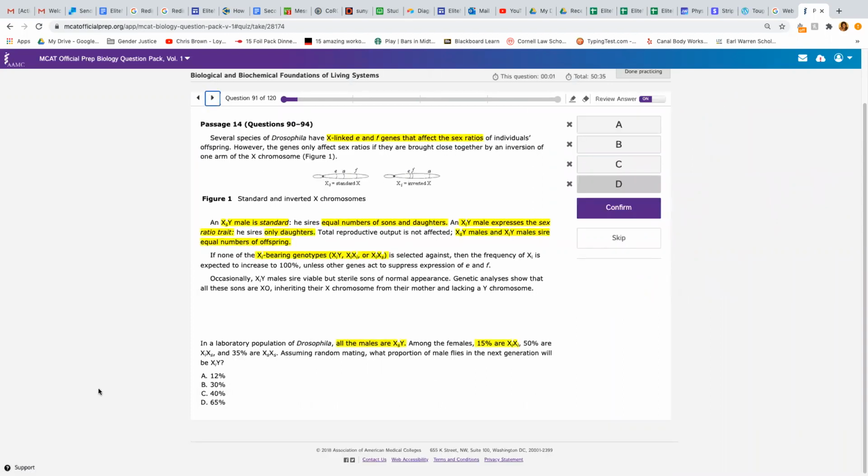Okay. So let's go ahead and try question number 2. In a laboratory population, all males were normal. Among the females, 15% had the homozygous mutant version, 50% were heterozygous, and 35% lacked the mutant allele. Sorry, would have the mutant allele. So let me just redraw that.